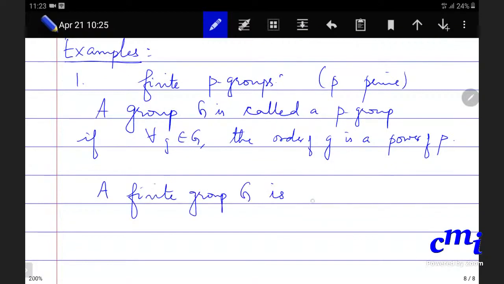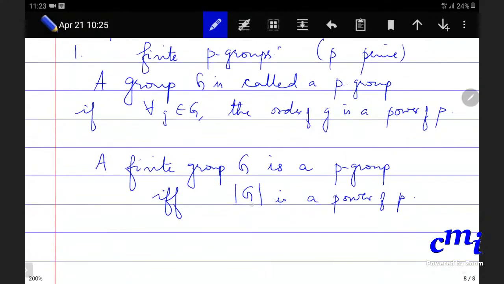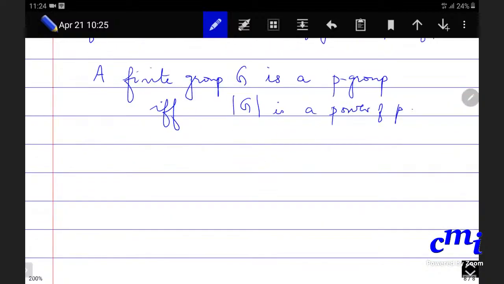G is a P group if and only if the order of G is a power of P. Okay. So if the order of G is not a power of P, then there must be some other prime Q that divides the order of G, and then there must be an element of order Q in that group. Okay, so it's not a P group. Conversely, if this is the case, then the order of any element must divide a power of P, so therefore it must be a P group. So let us prove this proposition.